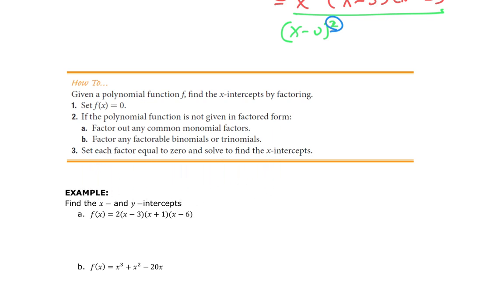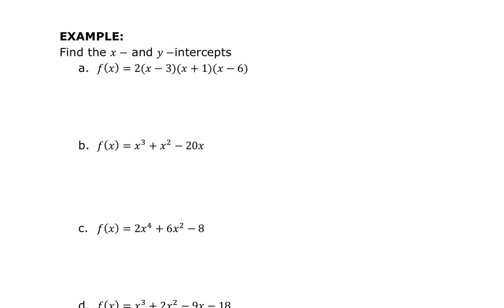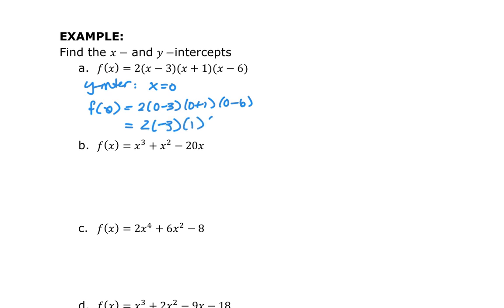The y-intercepts are always easy. We like them. All you basically have to do is put in 0 and you're done with it. So I'm just zooming in. Let's start with the y-intercept. I'm going to set x equal to 0. And so I have f of 0 is equal to 2 times 0 minus 3, times 0 plus 1, times 0 minus 6. And so I'm going to get 2 multiplied by negative 3 multiplied by 1 multiplied by negative 6.